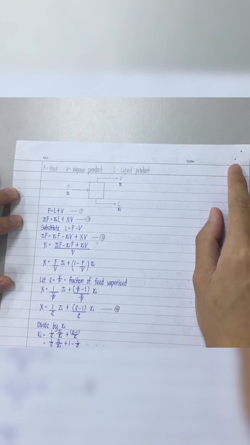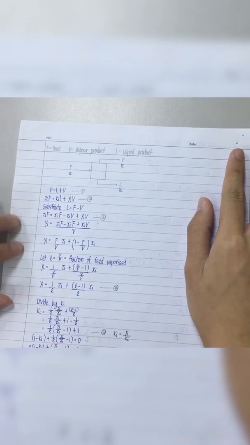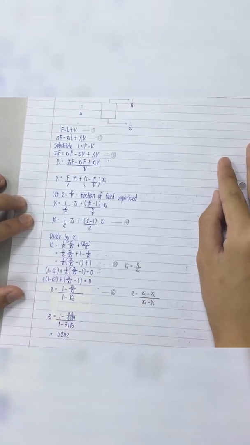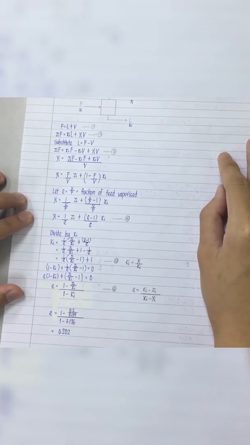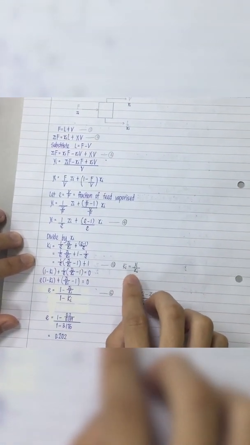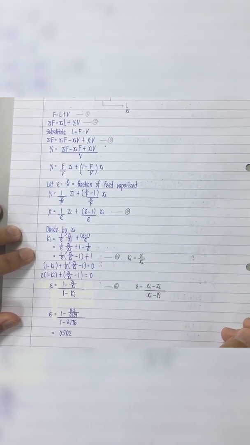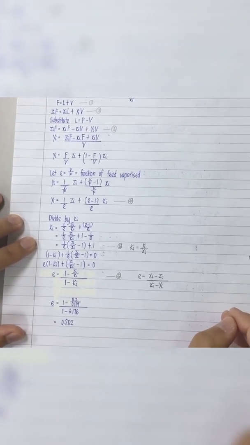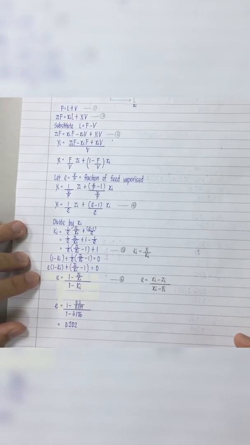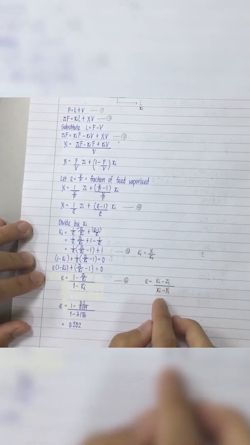Substituting the first equation into the second equation, we get the third equation. After rearranging the equations and letting E equal V over F, we get the fourth equation. Dividing the fourth equation by Xi, we get the fifth equation, while we let Ki equal Yi over Xi. The Ki here refers to the K ratio of species i. After rearranging the equation and making E the subject, we get the sixth equation: E equals Xi minus Zi over Xi minus Yi.